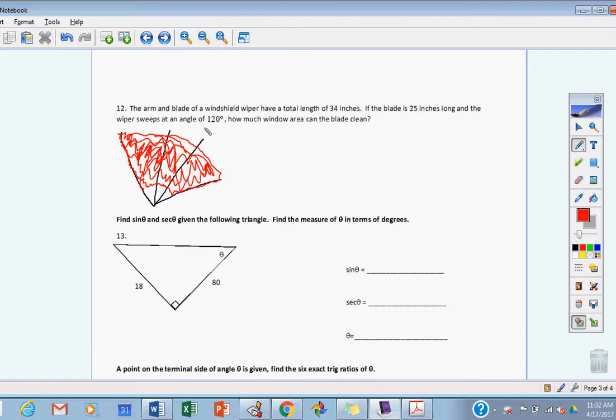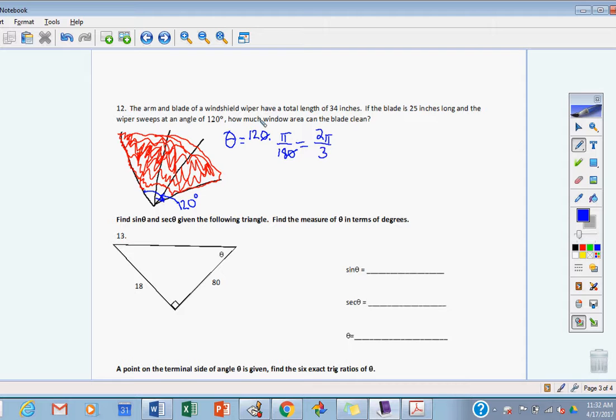They're saying there's a 120-degree angle. So right in here, we've got an angle of 120 degrees. Reading the question, they want to know how much window area the blade can clean. That's basically the red on the diagram. We have a 120-degree angle, and we're going to have to convert that into radians in order to use our formula. So 120 times pi over 180. Cross off your zeros, simplify, and you're going to get 2 pi over 3.